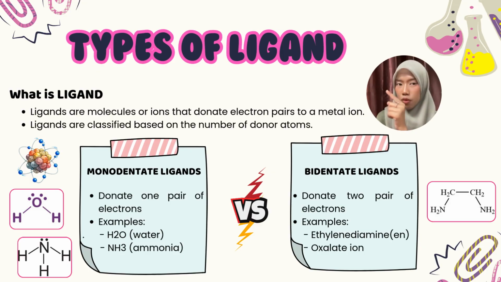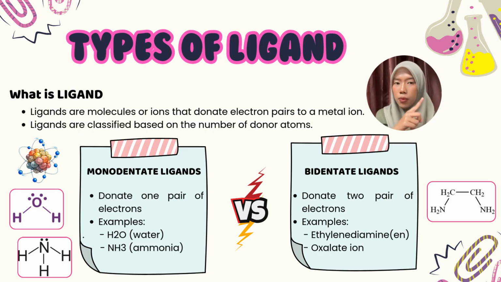So let's start with the monodentate ligands. Monodentate ligands donate one pair of electrons to the metal ion through one donor atom only. Common examples we use are water, H2O, and ammonia, NH3. The ligand is attached to the metal ion at only one bonding site, so they use one donor atom.